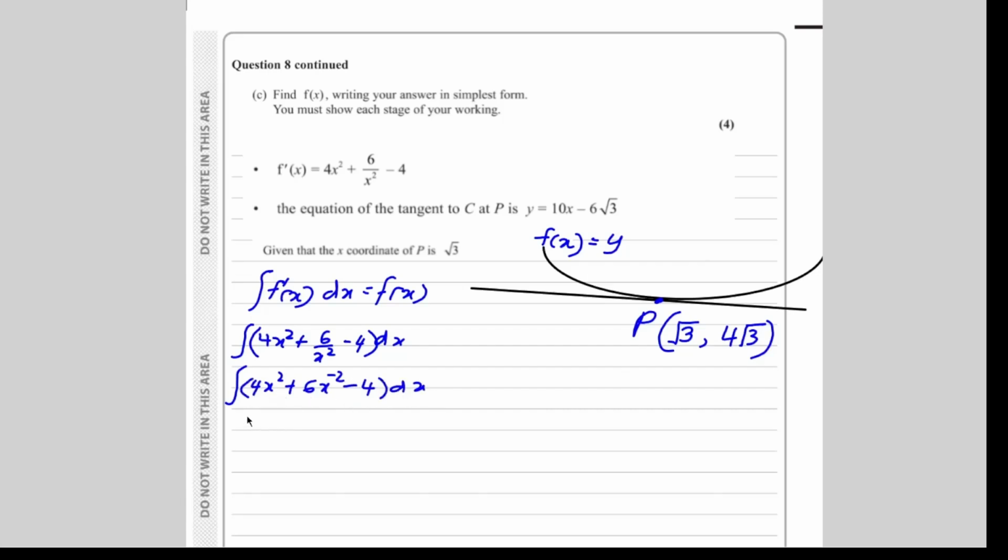Now we'll be able to integrate. 4x cubed, add 1 to the power and divide by the added power. Let's simplify.